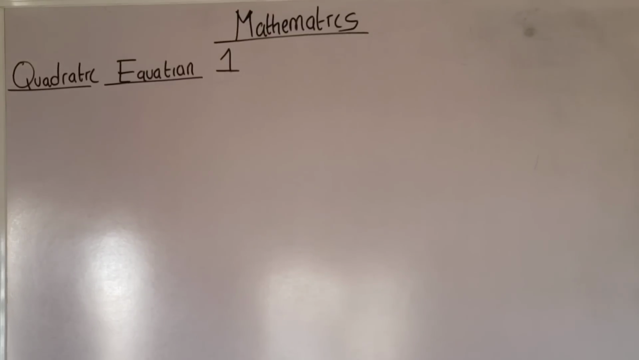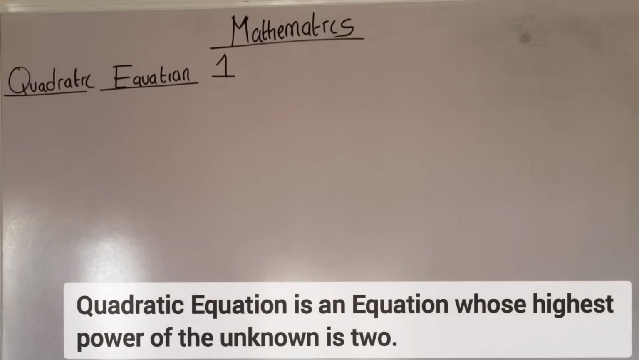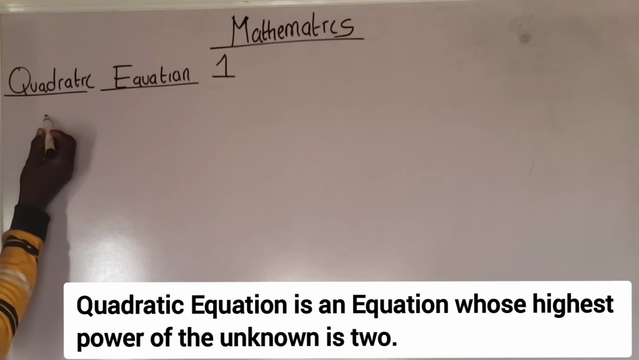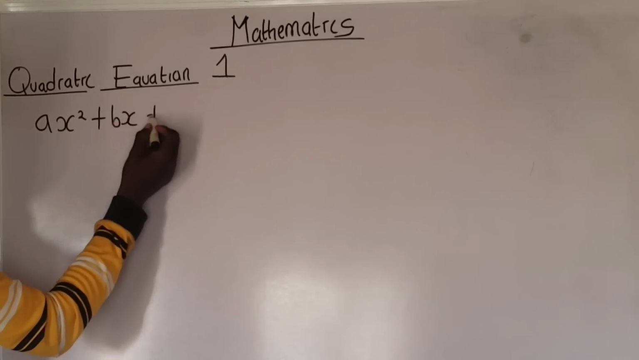In this class, we're going to discuss quadratic equations. Let's start by explaining what is meant by a quadratic equation. A quadratic equation is an equation whose highest power of the unknown is 2. Let me give you a typical representation of a quadratic equation. An example is ax squared plus bx plus c.